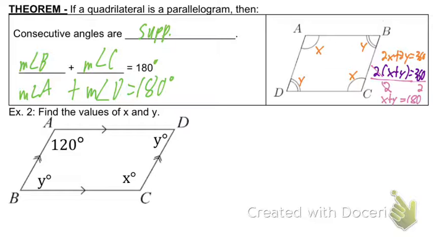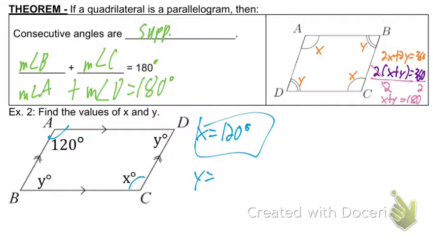Okay, example 2. I want you to find x and y. All right, number 2, how can we figure out x? Opposite angles of a parallelogram are congruent. Yeah, the opposite angles are congruent. Theorem.